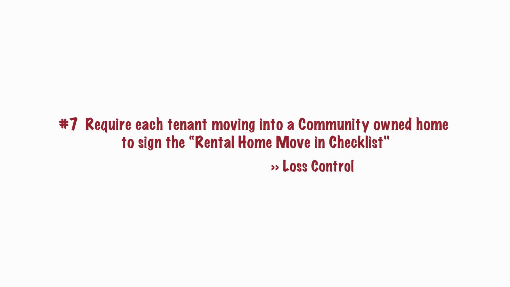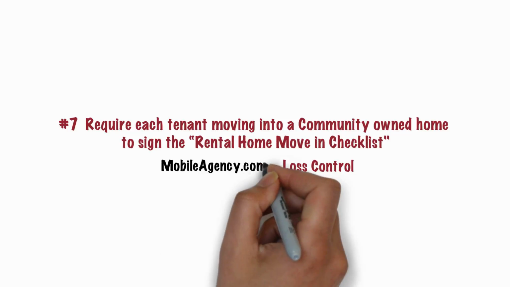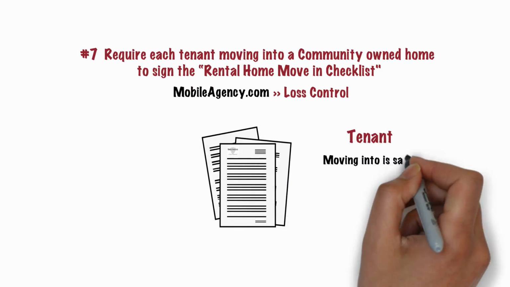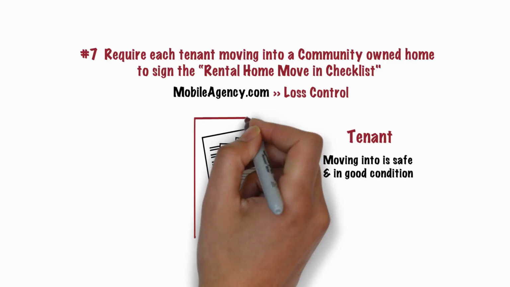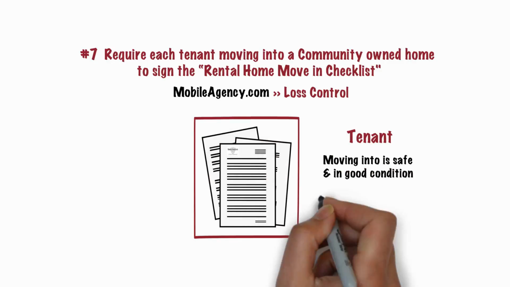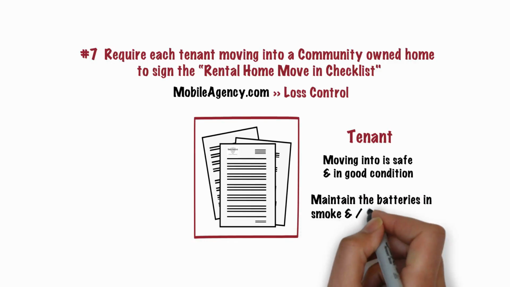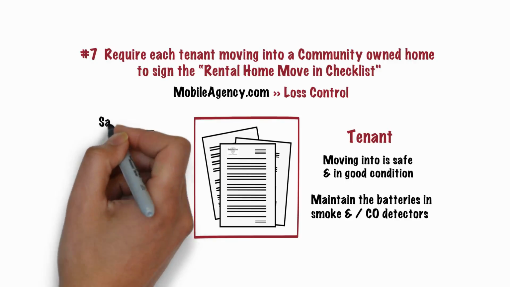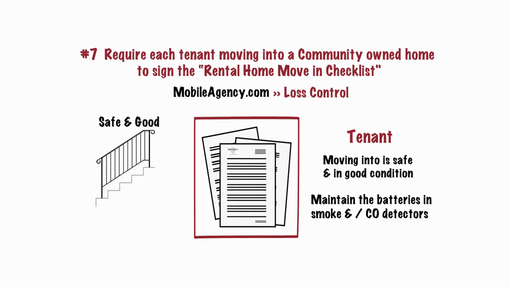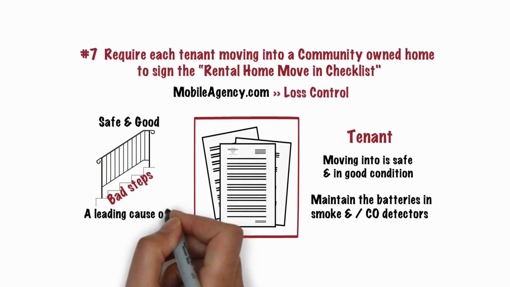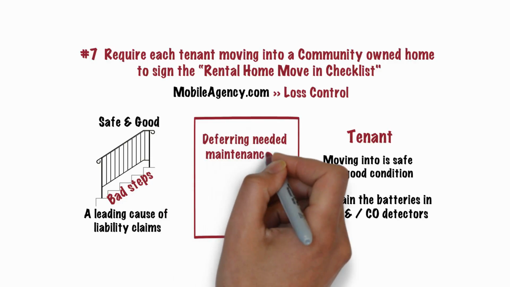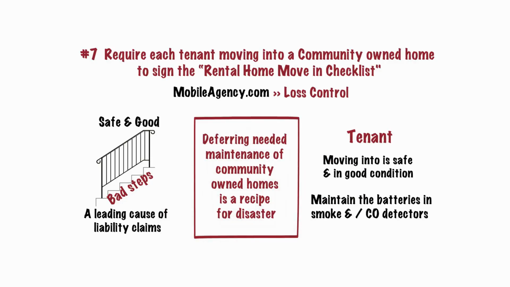7. Require each tenant moving into a community-owned home to sign the Rental Home Move-In Checklist, found under the Loss Control tab of our website, mobileagency.com. This form evidences that the home the tenant is moving into is safe and in good condition at the time they are moving in. It also requires that the tenant maintain the batteries in their smoke and/or carbon monoxide detectors. The form should also confirm that the steps and handrails into the home are safe and in good condition. Bad steps, or those without proper handrails, are a leading cause of liability claims against community owners. Deferring needed maintenance of community-owned homes is a recipe for disaster.